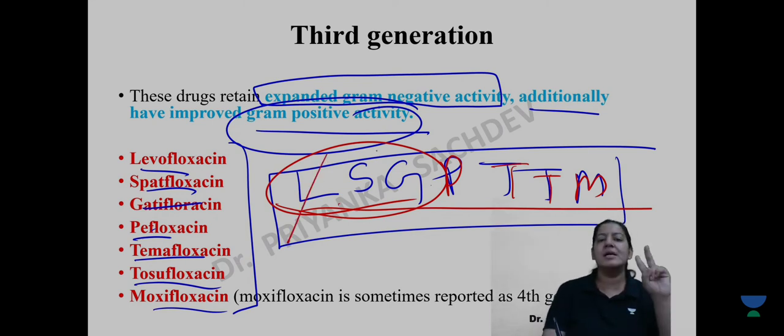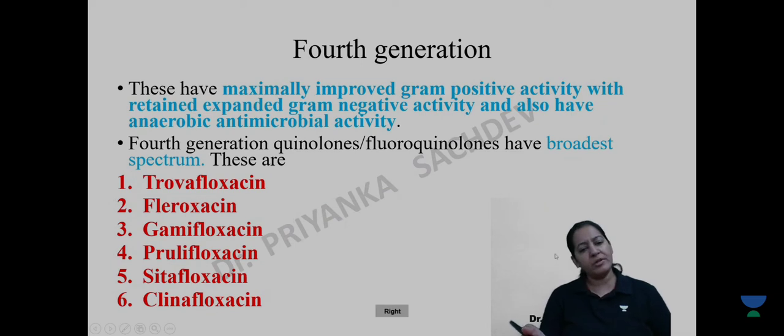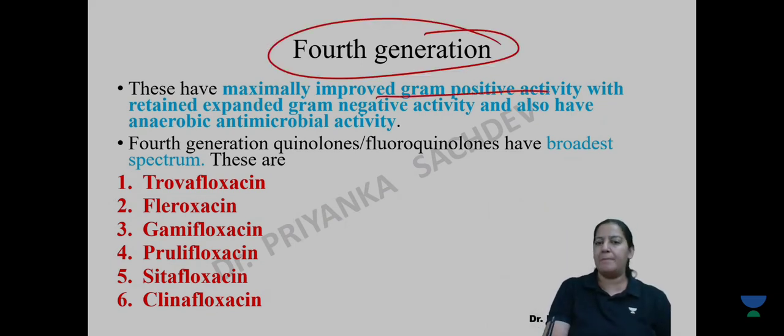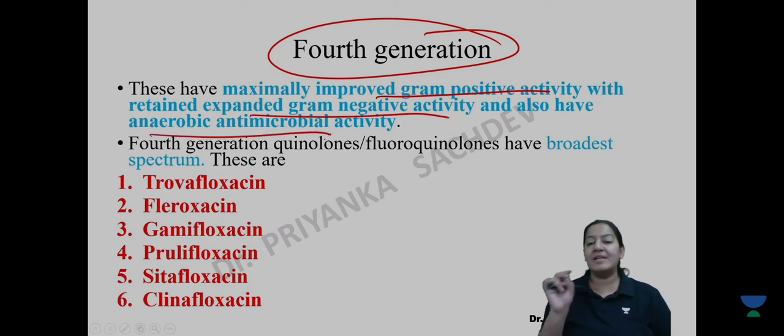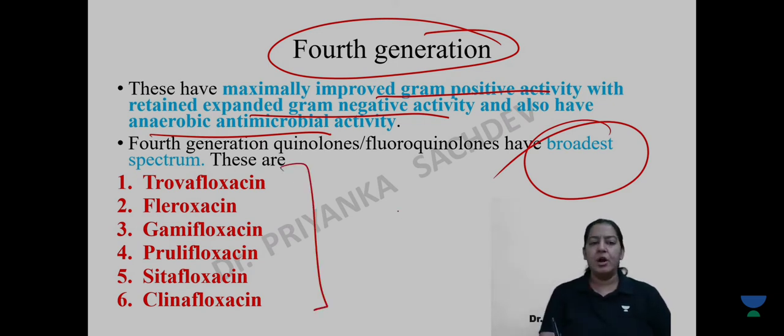It is Levoflox, Sparflox, Gatiflox, P-flox, Temaflox, Tosuflox, Moxiflox. So these are the drugs in the third generation. Coming to the last, fourth generation. In the fourth generation, complete gram positive, complete gram negative, along with anaerobic. So that is the broadest one, the best one. All bacteria are killed. So there are six drugs in this category.